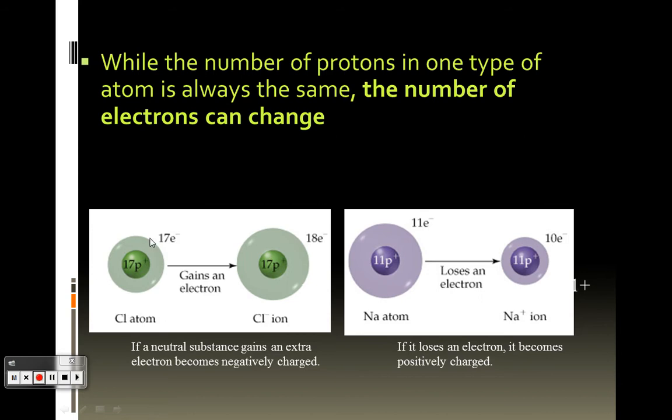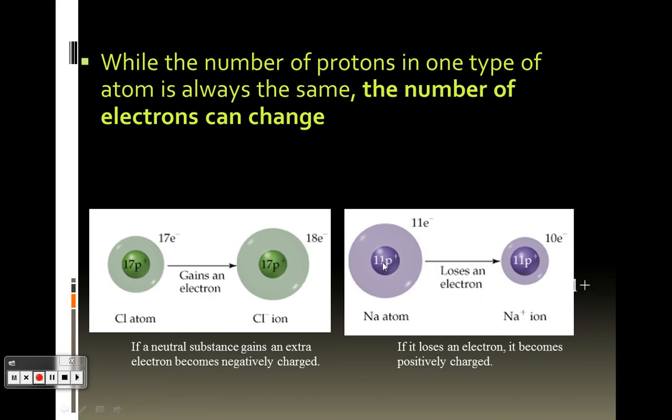A chlorine atom that has 17 protons will usually have 17 electrons. But it can gain an extra electron, which actually makes the chlorine atom a little more stable. It still has 17 protons, because the number of protons can't change, but now it has 18 electrons, and so it would have a negative charge.